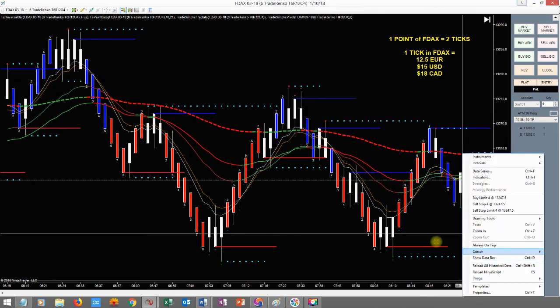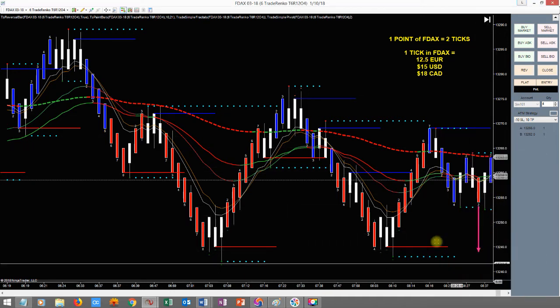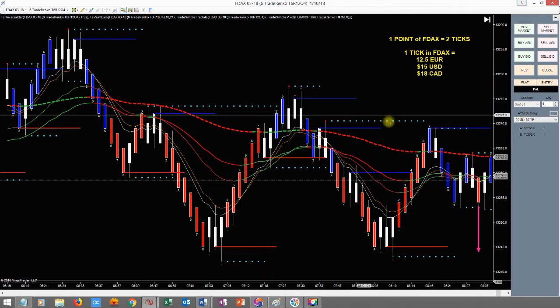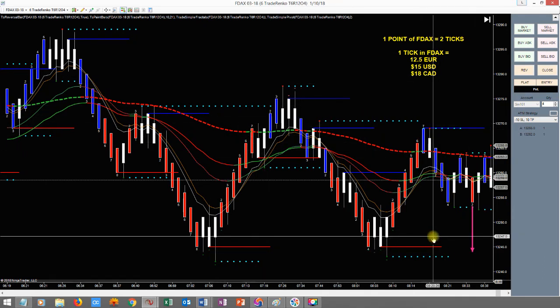That's how much space you have. So you know, this might come down and hit this support, especially if it's creating lower highs like it is right now. So there's our second trade.